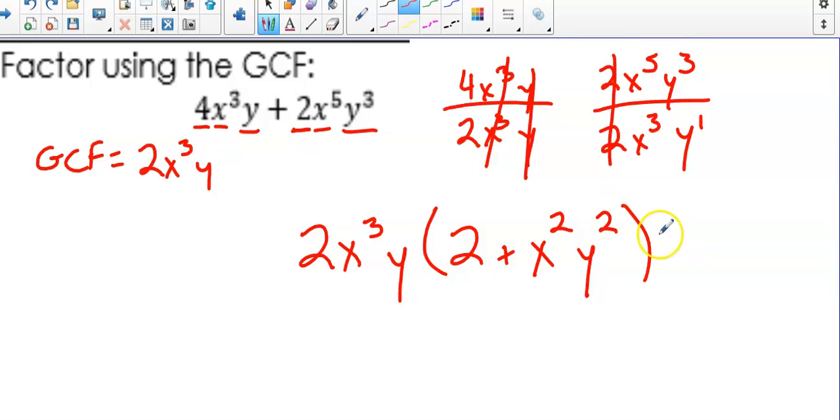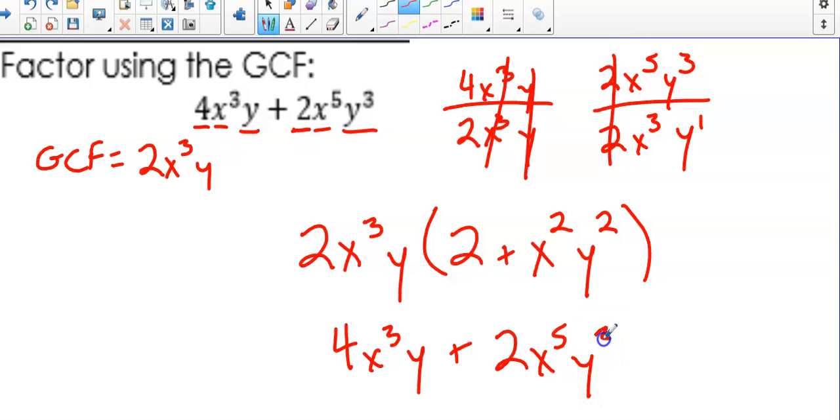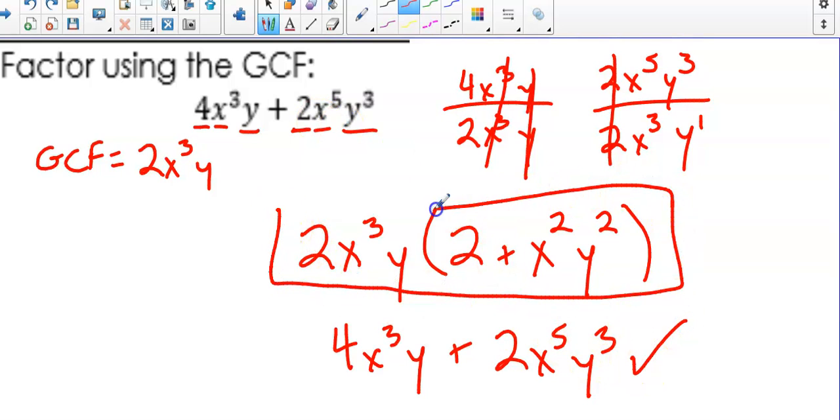And again, we want to check our work by distributing. So we multiply here, so that's 4x to the 3rd y. And then we distribute over here. So 2x to the 3rd times x to the 2nd is x to the 5th. Y times y squared is y to the 3rd. We check that against our original problem. They're exactly the same, so we know that this is correct.